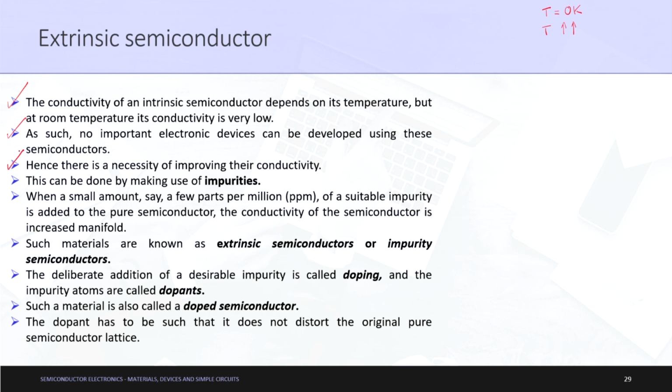So, how was the conductivity improved? This can be done by making use of impurities. Okay, so a new terminology is being explained here, that is impurities. What are these impurities? This does not mean that we add dust particles into the semiconductor.